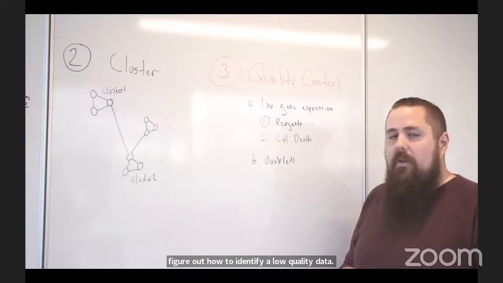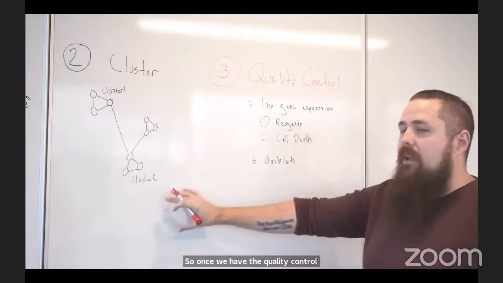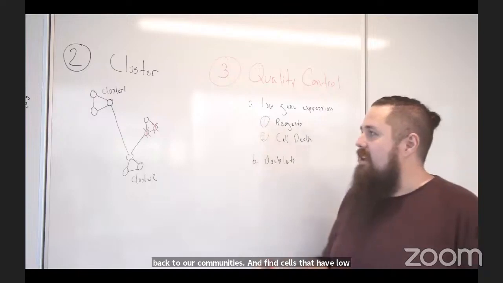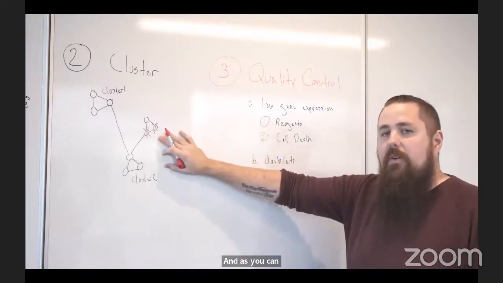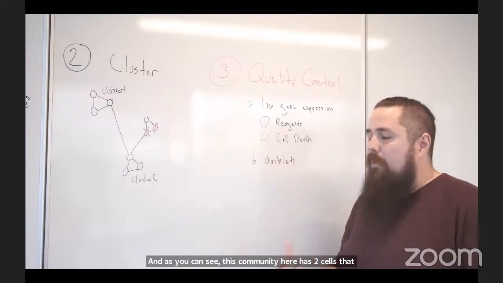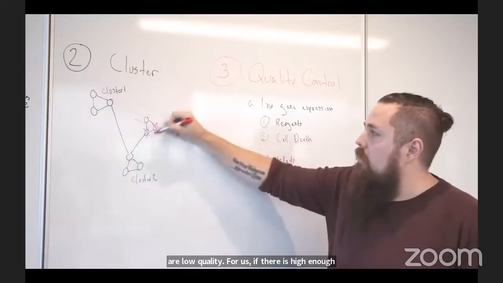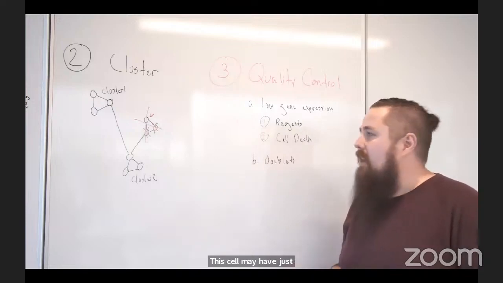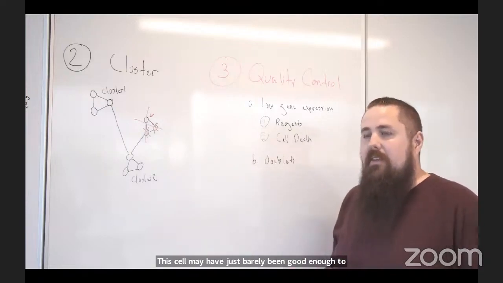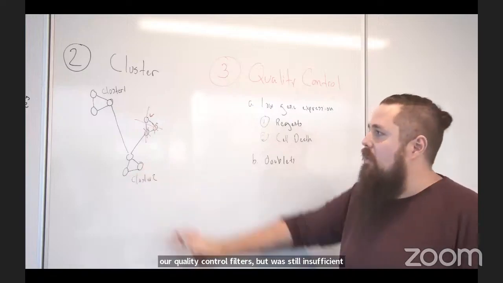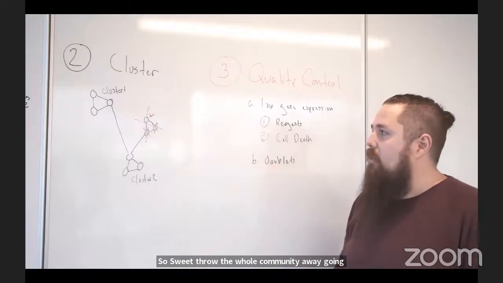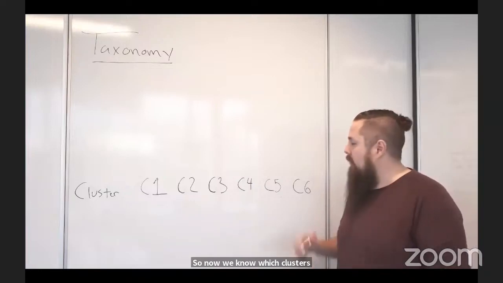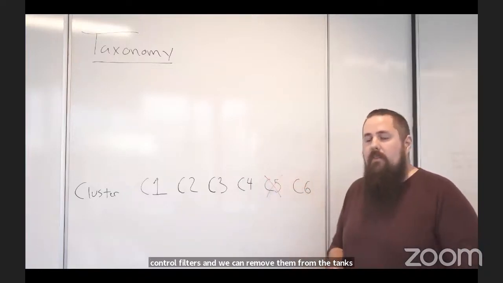Once we have the quality control per cell, we can go back to our communities and find cells that have low quality and flag them. As you can see, this community here has 2 cells that are low quality. For us, if there is a high enough proportion of low quality cells in the community, we throw the whole cluster away. This cell may have just barely been good enough to pass our quality control filters, but was still insufficient compared to the other high quality data. So we throw the whole community away going forward. Now I'll show you that on our taxonomy. We now know which clusters don't pass our quality control filters, and we can remove them from the taxonomy and not include them in any of the further steps.